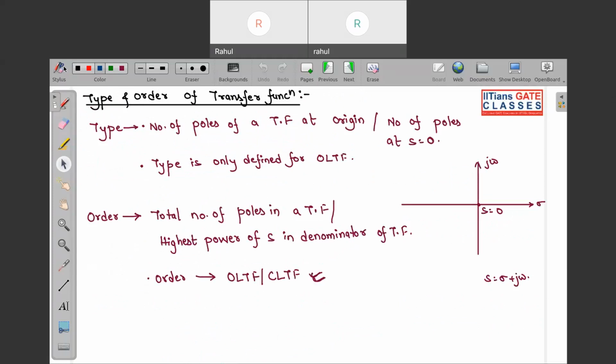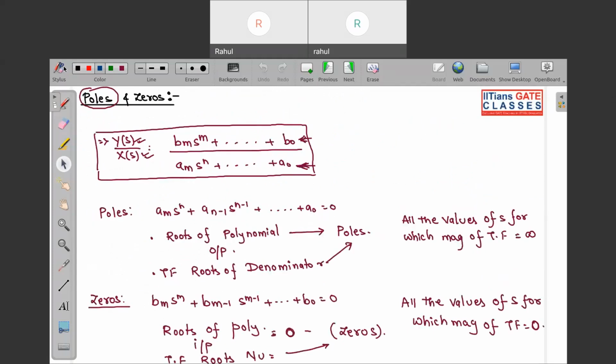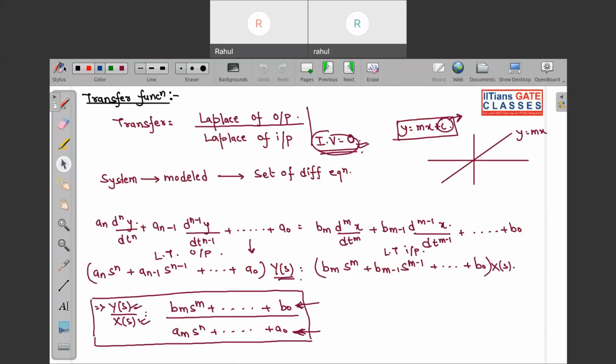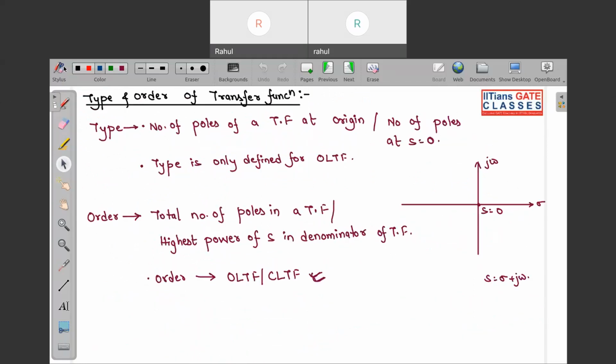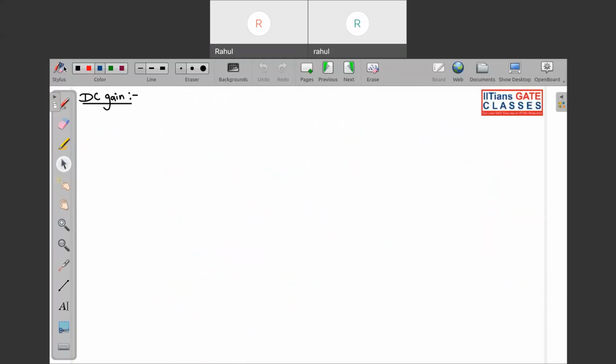So hello everyone. In our last class, we were discussing the basics of control systems. In the last session, we discussed transfer function, poles and zeros, and then the type and order of the transfer function. In today's session, we are going to talk about the remaining part of the basics of control, along with SFG and block diagram. So let us begin today's session.